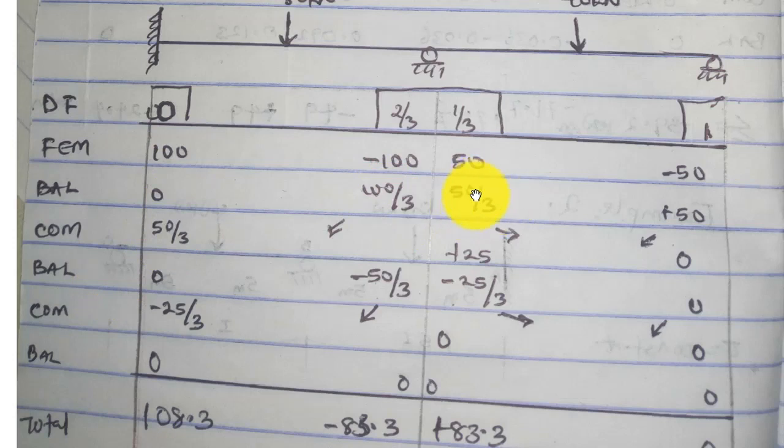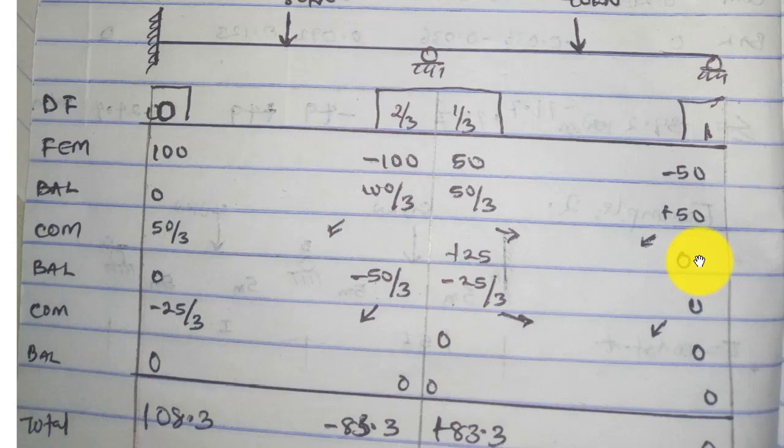This side, can you distribute to this side? Yes, you can distribute. But this one will never collect it from you. You understand? Because I told you that a roller will never receive moment. Because the summation of moment at that point, you know it will be 0. So it will not carry over, it will not collect from you.